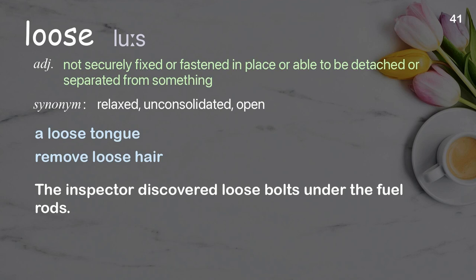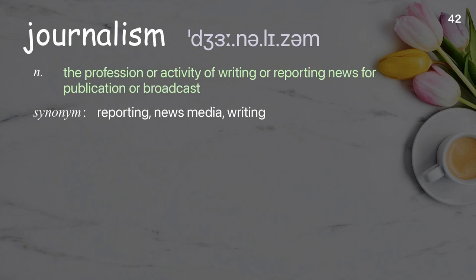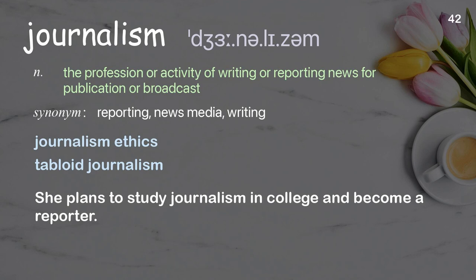Journalism. The profession or activity of writing or reporting news for publication or broadcast. Examples. Journalism ethics. Tabloid journalism. She plans to study journalism in college and become a reporter.